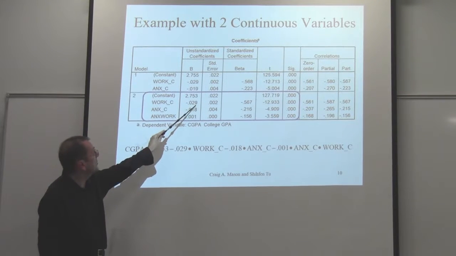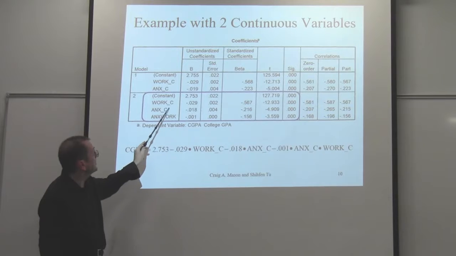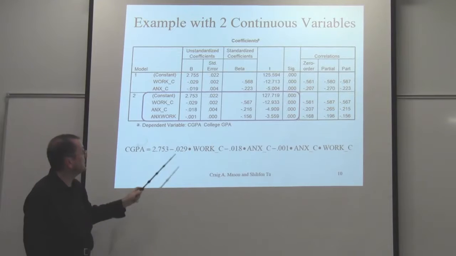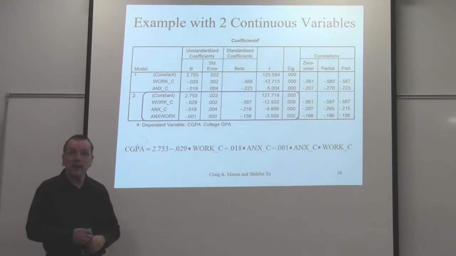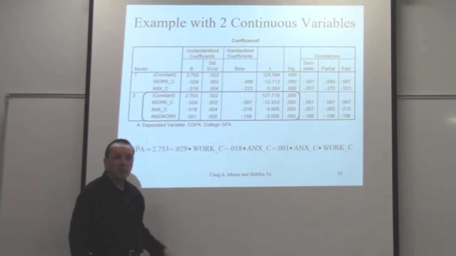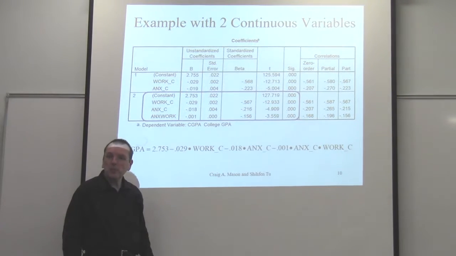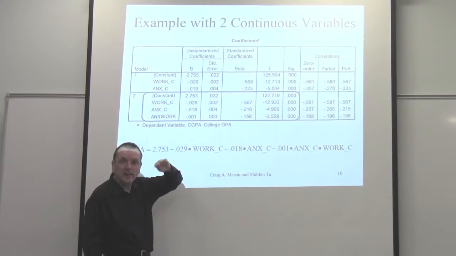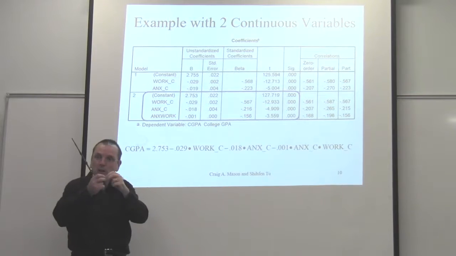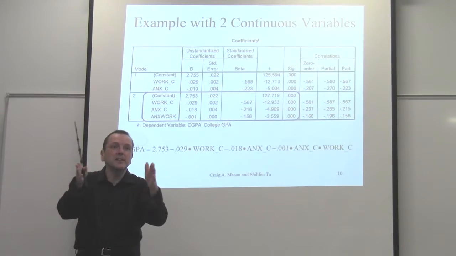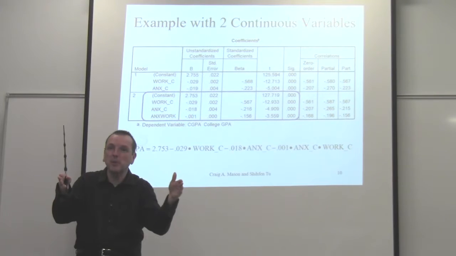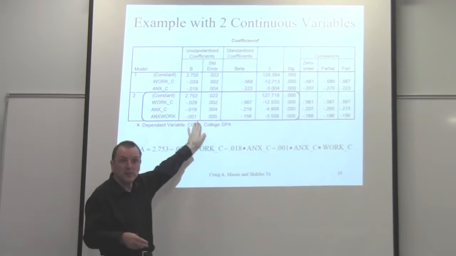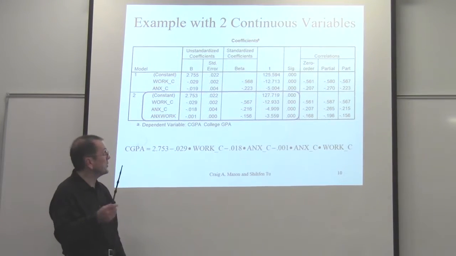2.753 minus 0.029 times the centered work, minus 0.018 times the centered anxiety, minus 0.001 times anxiety times work. Now notice that's a really small number, which can be a problem sometimes in the sense that you may need to actually click on these and open it up or go beyond, find some way of increasing the number of decimal places it reports so it's not so rounded when you're doing the analyses.